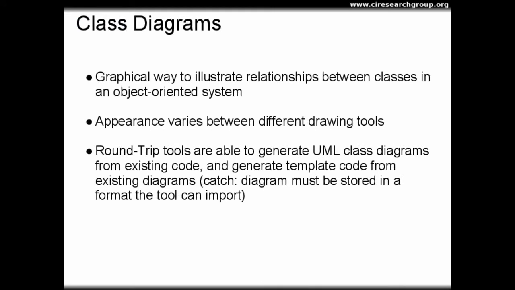UML class diagrams provide a graphical way to illustrate relationships between classes in an object-oriented system. They also provide a way to draw an abstract diagram of a class so that we can inspect features visually without having to resort to looking at code.